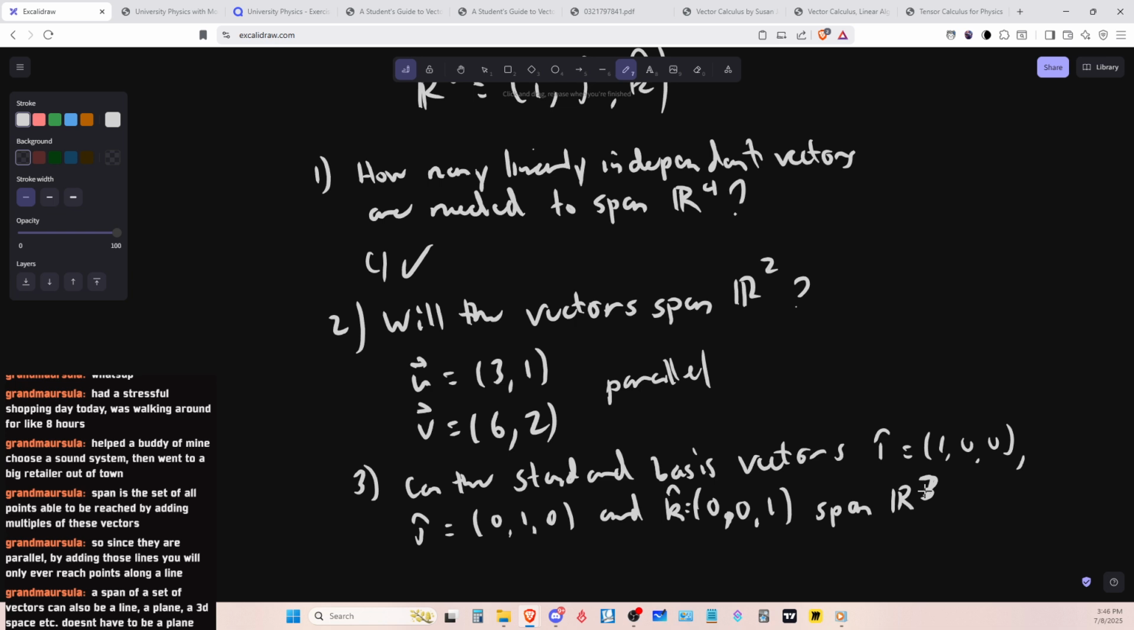The span of a set of vectors can also be a line, a plane, 3D space. Doesn't have to be a plane. Yeah, no, it's just in my head, I visualize it as a plane. I know it's not just a plane. It can also be a line, a plane, and a three-dimensional space.